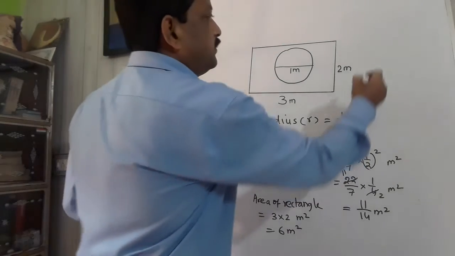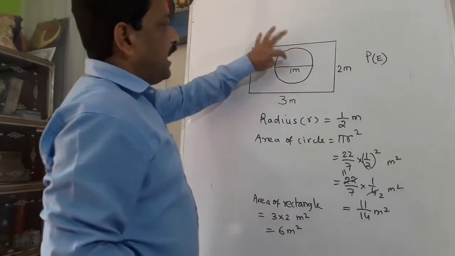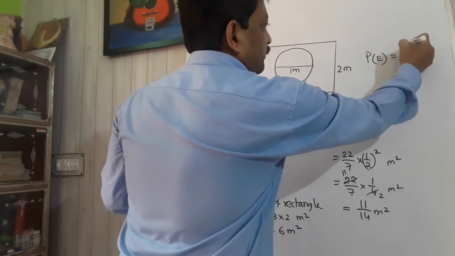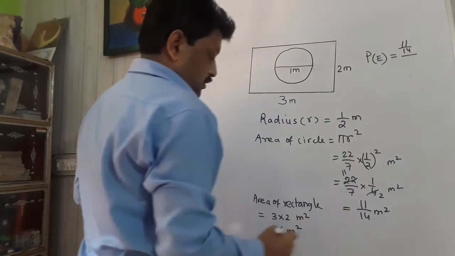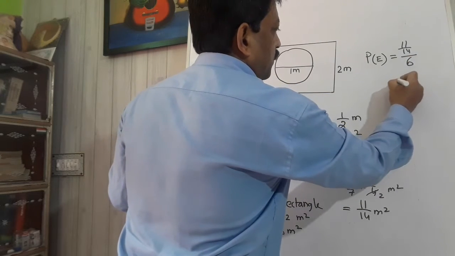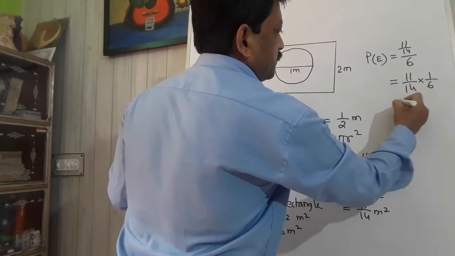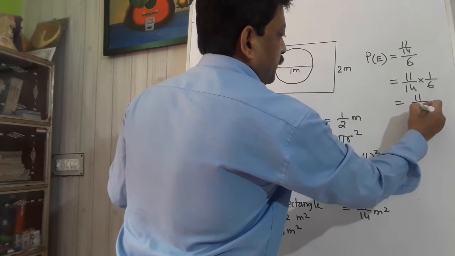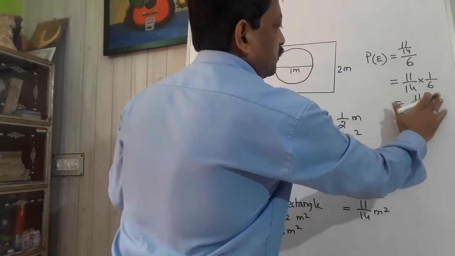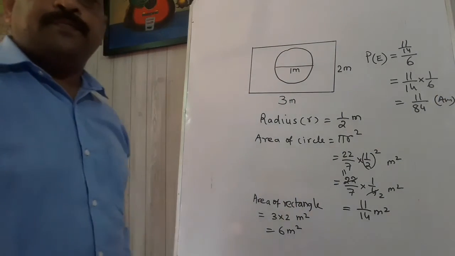Now what is the probability then? Probability of the die to land on the circular region is equal to area of circle, that is 11 by 14, divided by area of the rectangle, that is 6, or we can say 11 upon 14 into 1 upon 6, that is 11 upon 84. Sorry, this is probability, not meters. So answer is 11 upon 84. Understood?